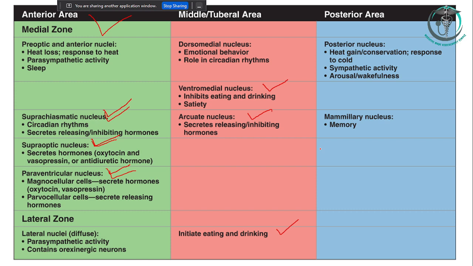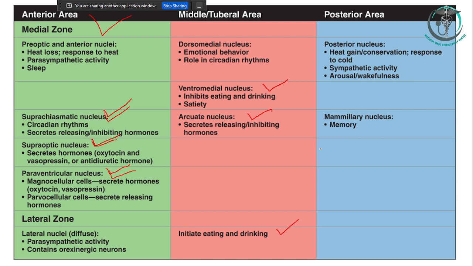Okay? Then you have another nucleus called the supraoptic nucleus. What does it do? It secretes two important hormones, and these hormones I must know: oxytocin and vasopressin, also known as antidiuretic hormone. You've been talking about antidiuretic hormone when you are doing your renal, right? You know that it goes to the collecting duct and causes reabsorption of water on that collecting duct. That ADH, you now need to know where it's coming from. So it's coming from the supraoptic nucleus that is found on the anterior area of the hypothalamus. Okay? That's why you need to know this.